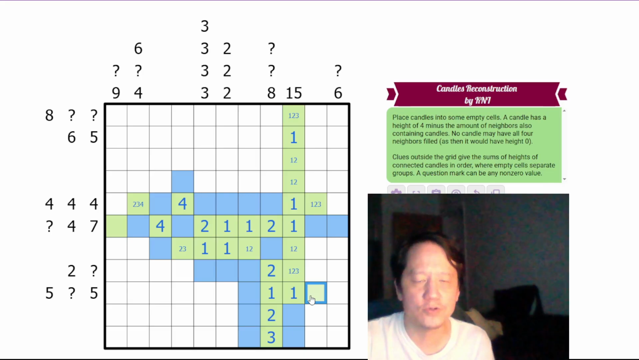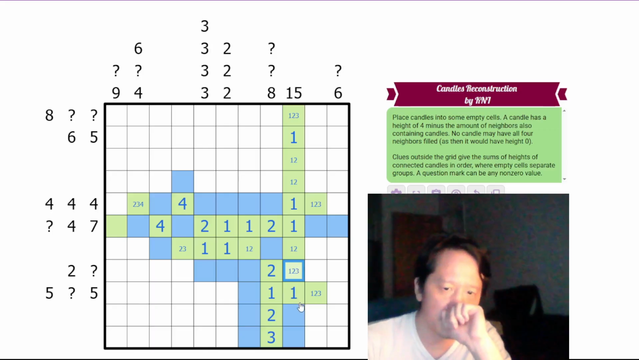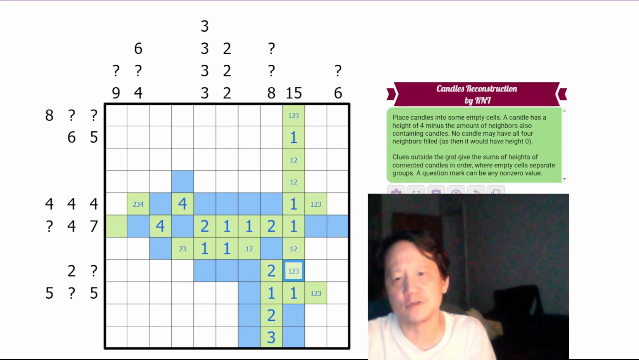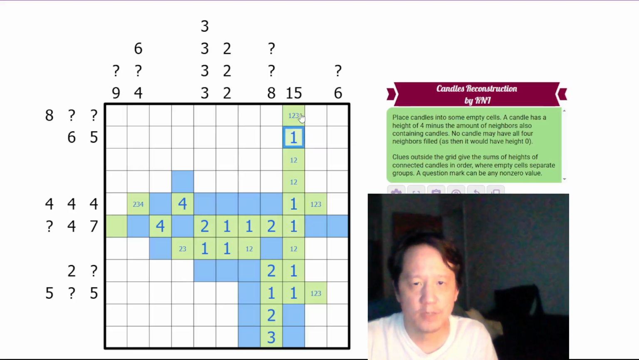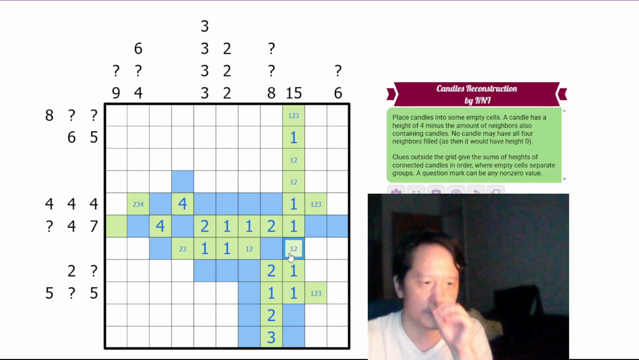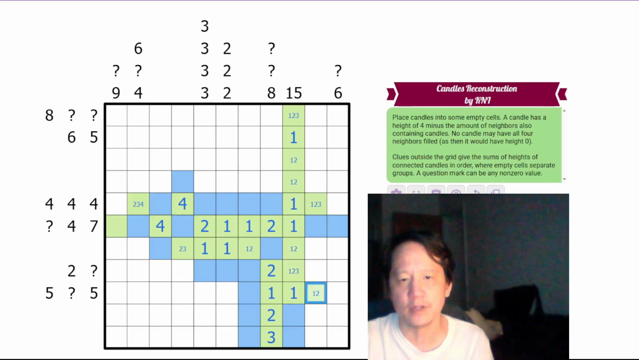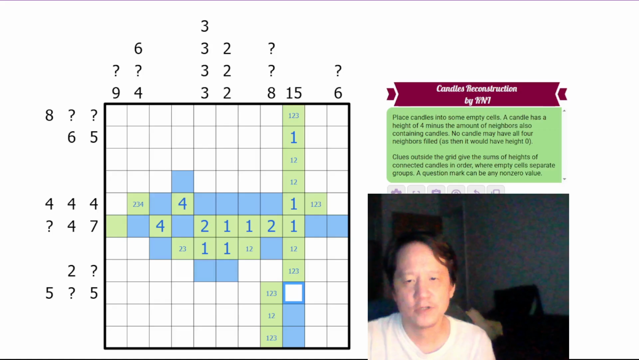This then is 2, 1, or 3. This has 3 neighbors with candles, so this is 1. So 1, 1, 1, 2, 3, 4, 5, plus 3, 2, 2, 2 at most is 9. And therefore this cannot be shaded, it can't have a candle. So this cannot have a candle. And this is 3 at most.